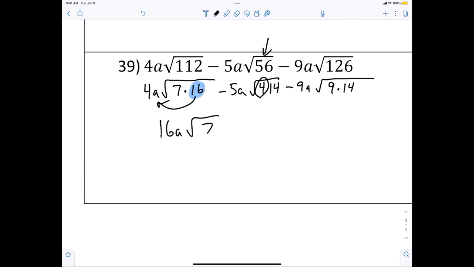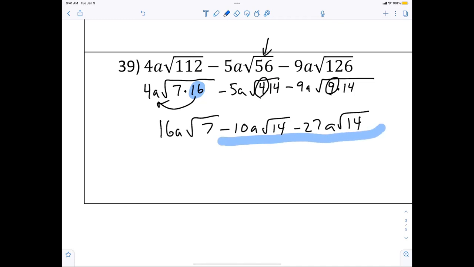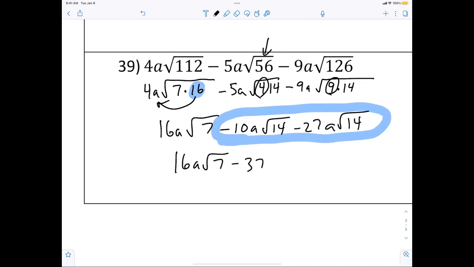2. So negative 10a radical. And then over here, negative 27a radical 14. Now what can I combine? The 14s. Yes. So 16a radical 7, and then minus 37a radical 14. All right, that was a little bit harder.